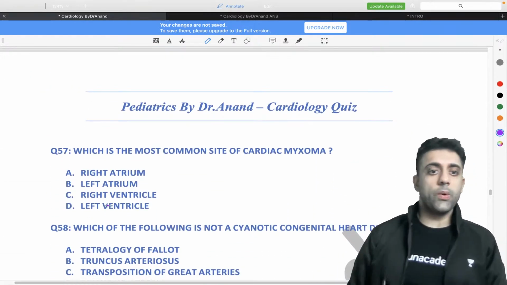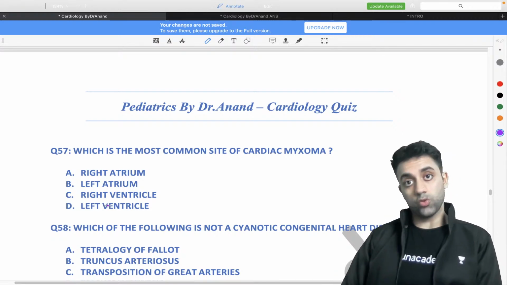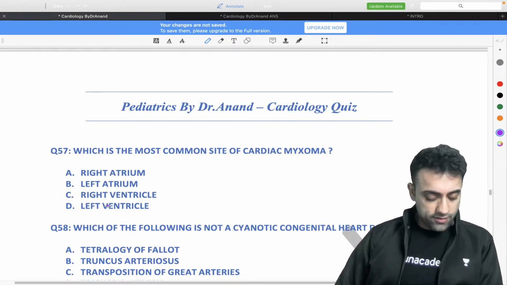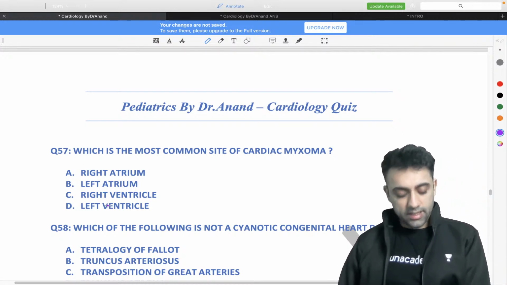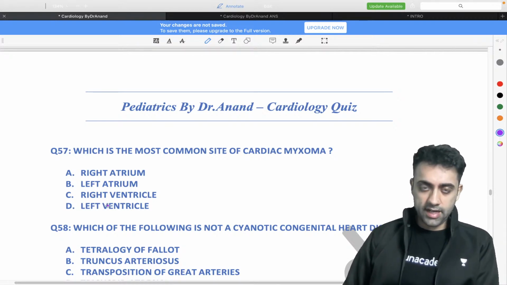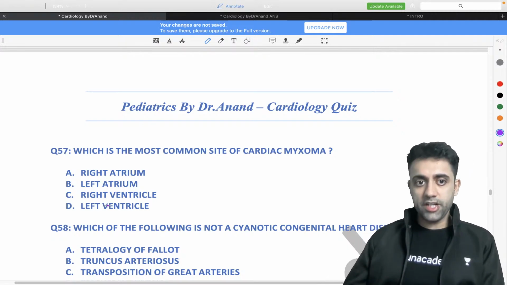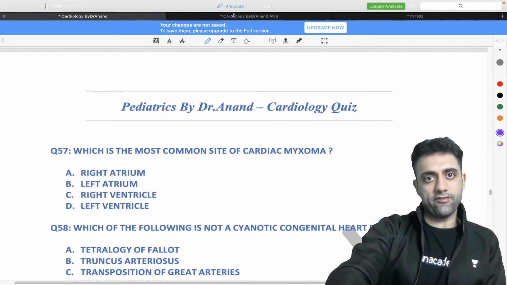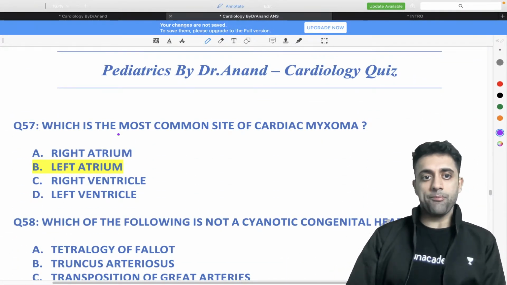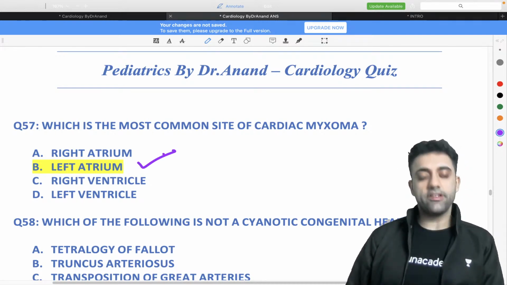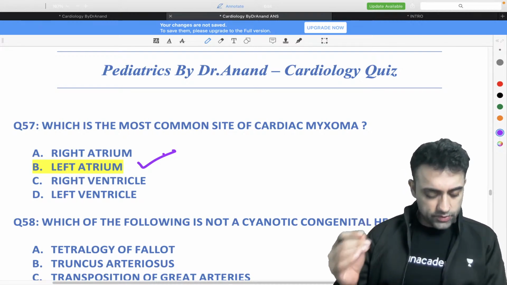Question 57, a little rare question. Which is the most common site of cardiac myxoma? We have not told this in the theory classes. Is it right atrium, right ventricle, or left ventricle? Please remember for question 57, the most common site of cardiac myxoma is the left atrium.